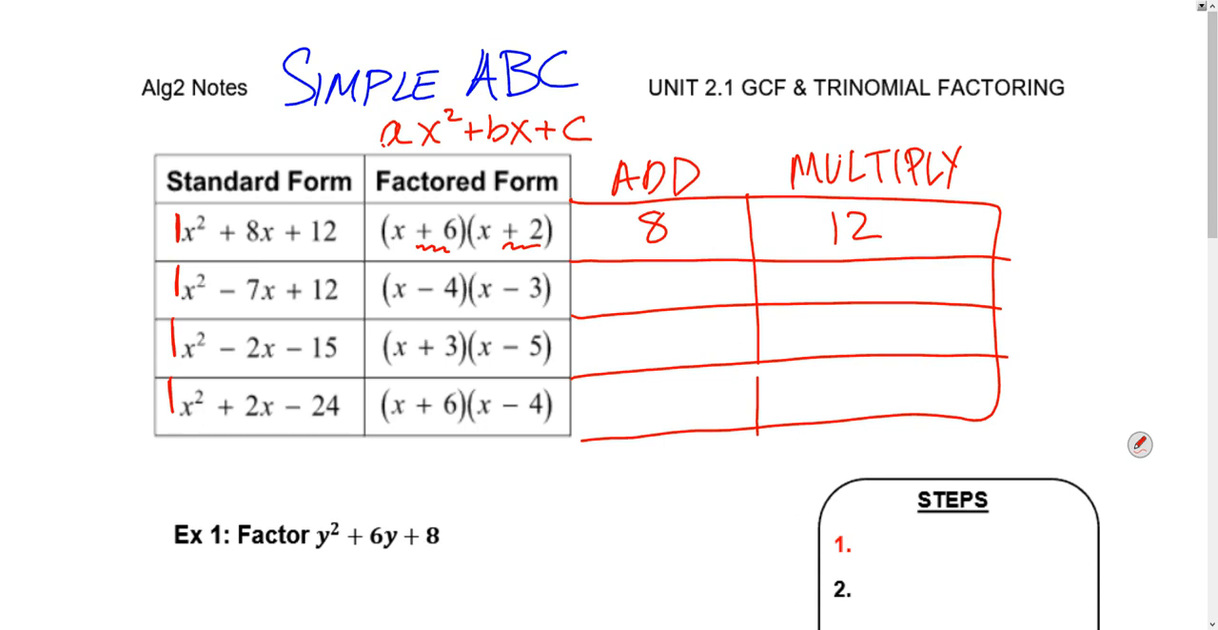So as you guys are doing this, you really need to be aware of your signs. Like, we don't usually write this, but that's a positive 8 and that's a positive 12. If I was to take these 2 numbers in here and add them together, -4 plus -3 is -7. -4 times -3 is positive 12. If I take the 2 numbers inside, +3 and -5, if I combine them, it's -2. And then if I multiply them, it's -15.